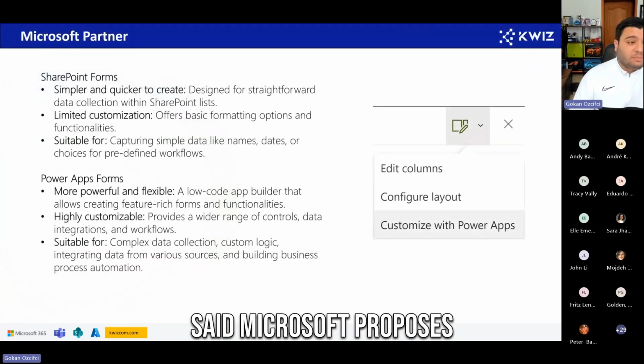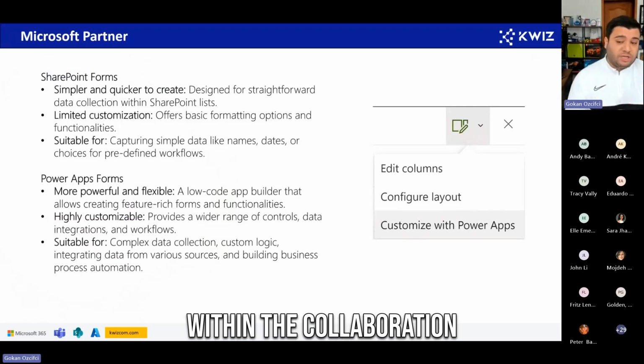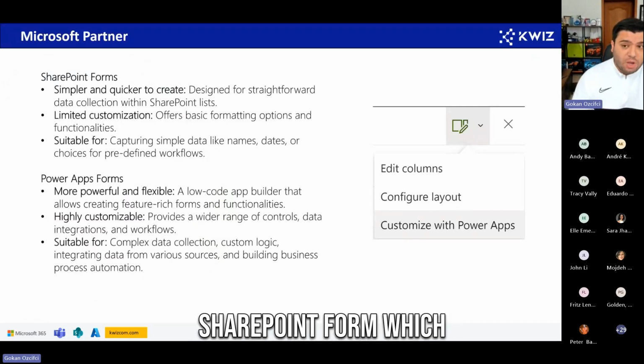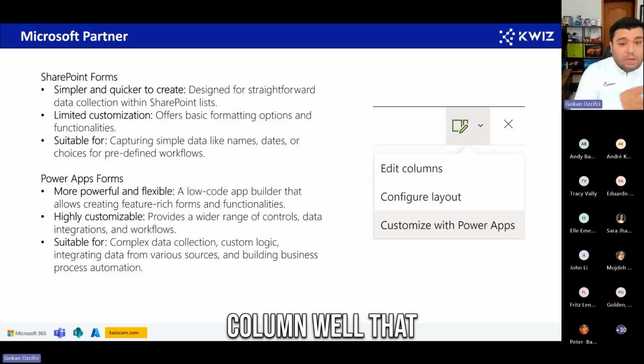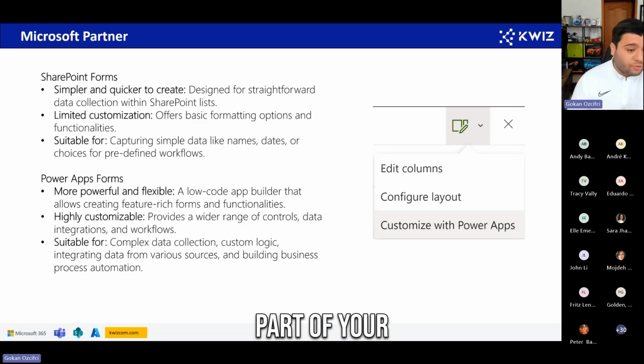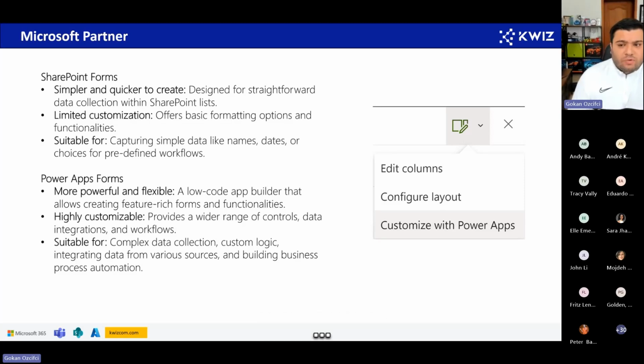Now, that being said, Microsoft proposes 2 choices within the collaboration aspect. The first one is the SharePoint form, which is simple and quick to drop. If you add a column, well, that column will be part of your form. You can just change the order and so on and so on. And this is suitable for simple data, names, dates, or choices. You know, that will do it perfectly well.